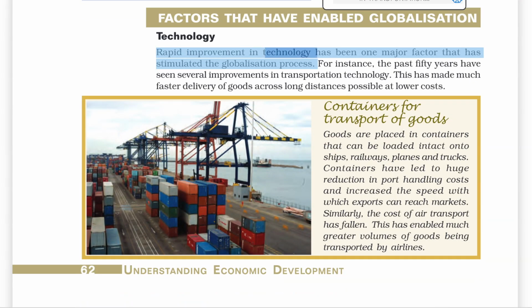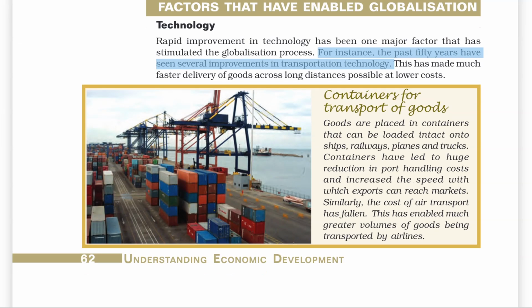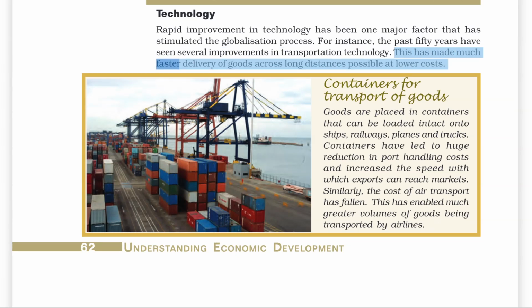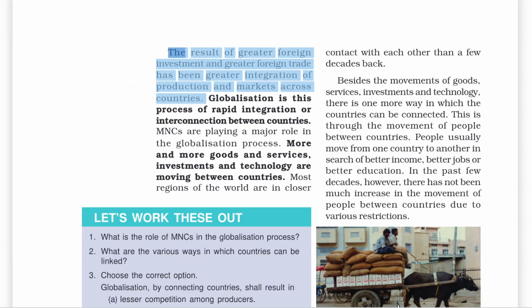Technology. Rapid improvement in technology has been one major factor that has stimulated the globalization process. For instance, the past 50 years have seen several improvements in transportation technology. This has made much faster delivery of goods across long distances possible at lower costs. The result of greater foreign investment and greater foreign trade has been greater integration of production and markets across countries.